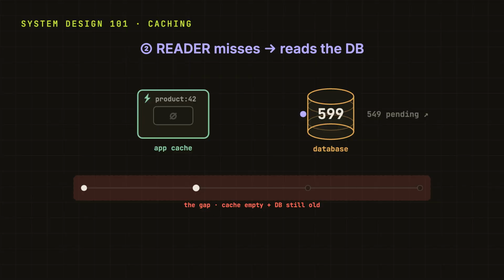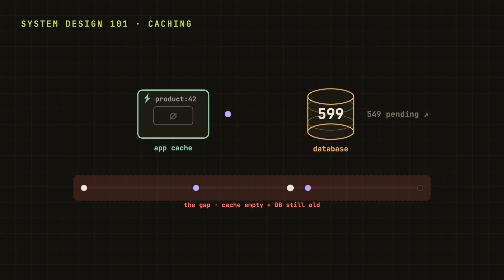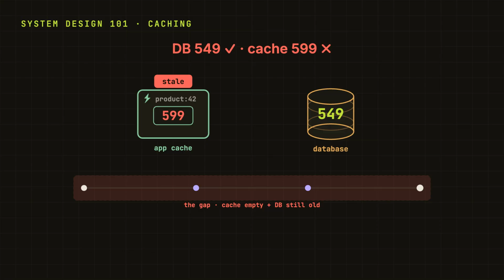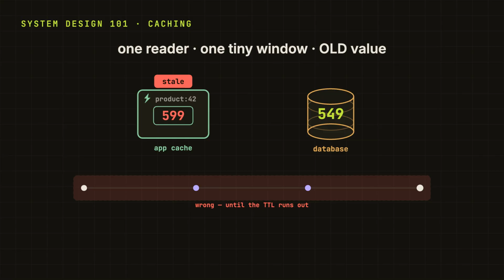Step 2, the reader misses because the cache is now empty. So it goes to the database and the database still says 599. Remember, our write has not actually happened yet. Step 3, the reader does the perfectly normal thing and stores that 599 back into the cache. And now, step 4, the writer finally finishes and the database becomes 549. And look where we ended up. The database says 549, the cache says 599. And it will stay wrong until the timer runs out. One reader in one tiny window refilled the old value. That is the classic caching bug.